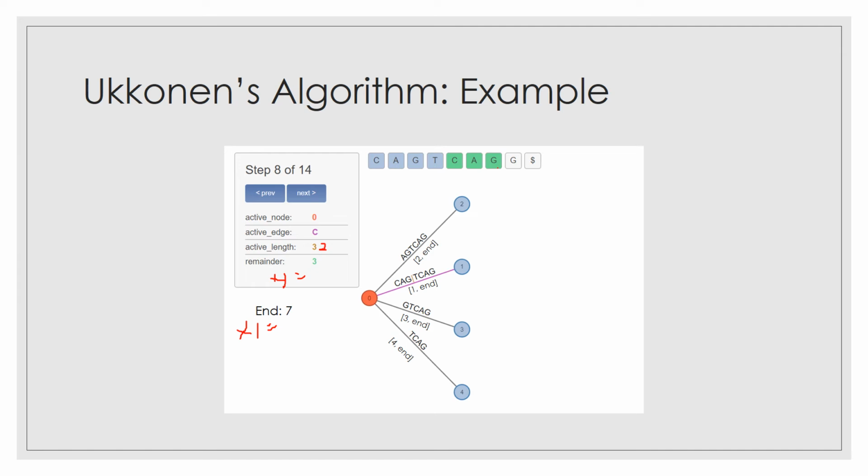We're going to try to insert. In the active edge, we were in C. Active edge C, but this is 1. We were in spot 2. Can we insert this G as the next one? Yes, we can, in spot 3. So as you can see, CAG does still exist. So this becomes 3. So let me erase that. This becomes 3, the new active length.